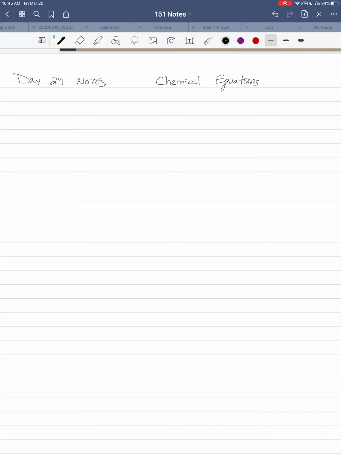Welcome to day 29 notes, chemical equations. As you know, a chemical equation consists of reactants, and there's an arrow, and products. Reactants react, products are produced. The arrow is the yield, separates reactants from products. That's what happens in the middle. We don't talk about that. We just have a before and after picture so far right now.